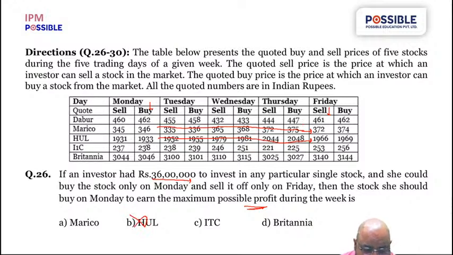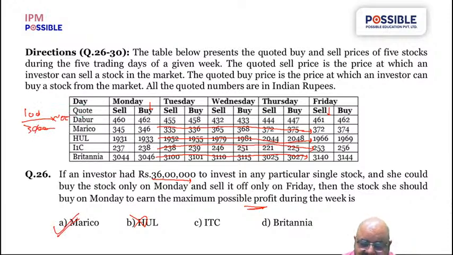Then is ITC. ITC goes from 238 to 253. 238 to sell on 253. So an increase of about 15 on 230. 10% of 230 would be 23. So again, about 5 to 6%. Britannia goes from 3046 to 3140. Again, an increase of about 100 on a base of about 3000. So very roughly, this will also come out to about 3%.